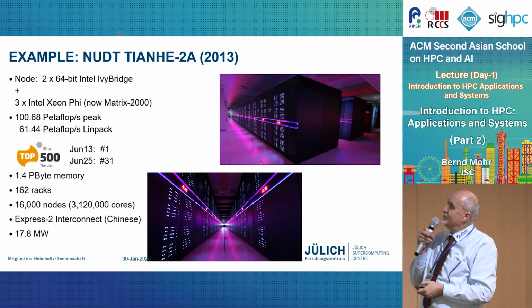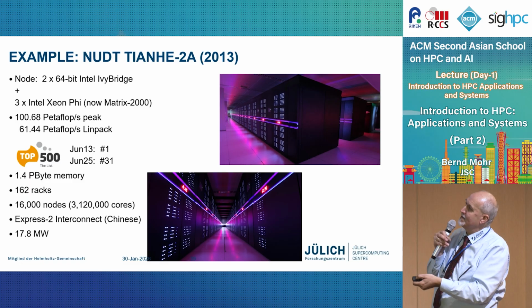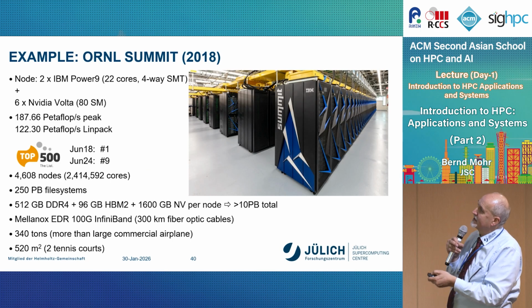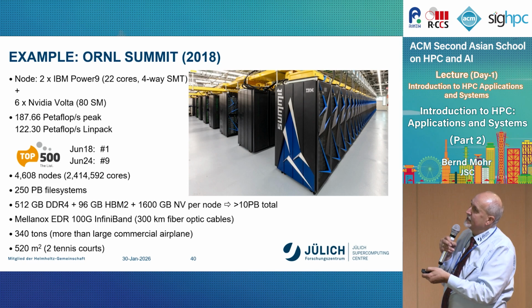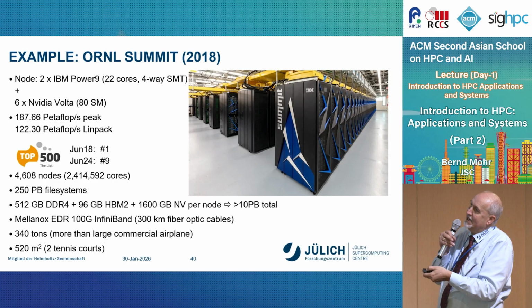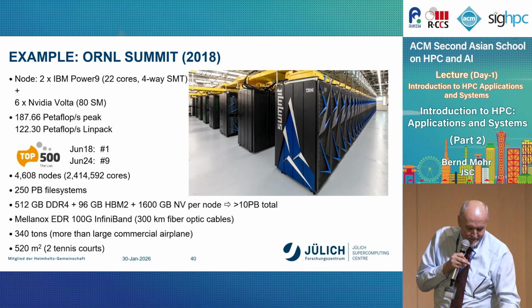This is a system from China, 2013, which was number 1 at that time. It had already like 61 petaflops. This is 2018. This was one of the first computers now with graphics cards. So each node had 2 Power 9 processors from IBM.